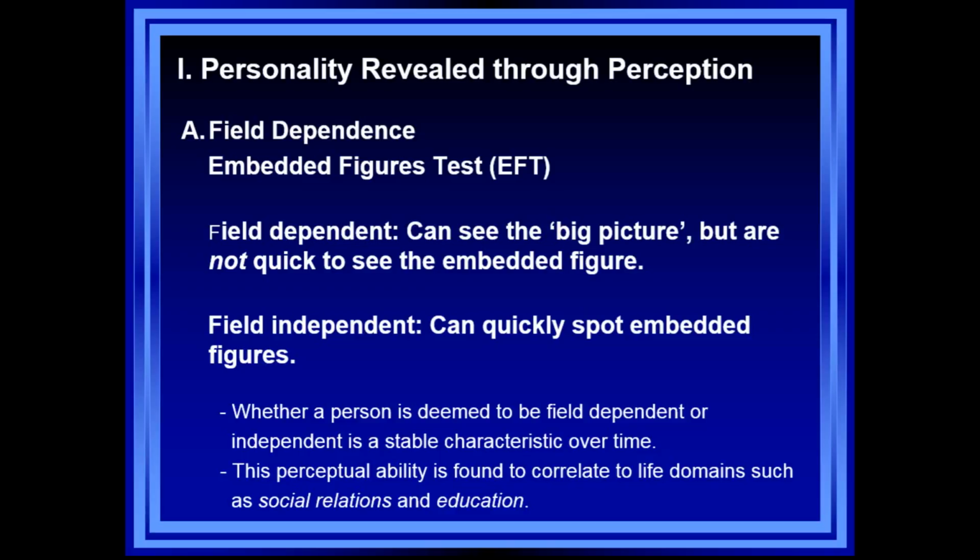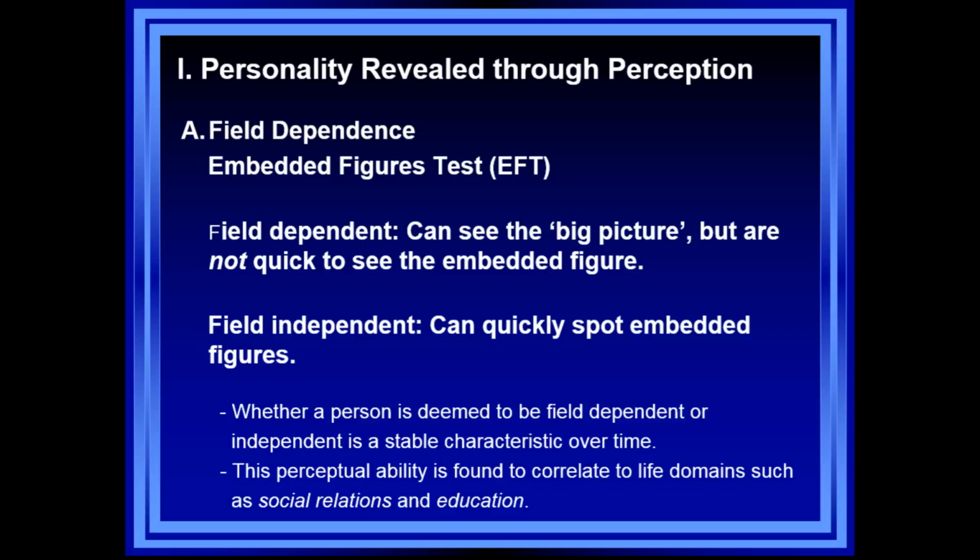Another interesting aspect of this quality, this perceptual ability, is that it's found to correlate to life domains such as social relations and education. So social relations, for example: field dependent people, who see the big picture but not the individual figures, were found to rely on social information and frequently ask other people for their opinion. So when they're in situations, they rely on the social information around them and they frequently ask other people for their opinions.